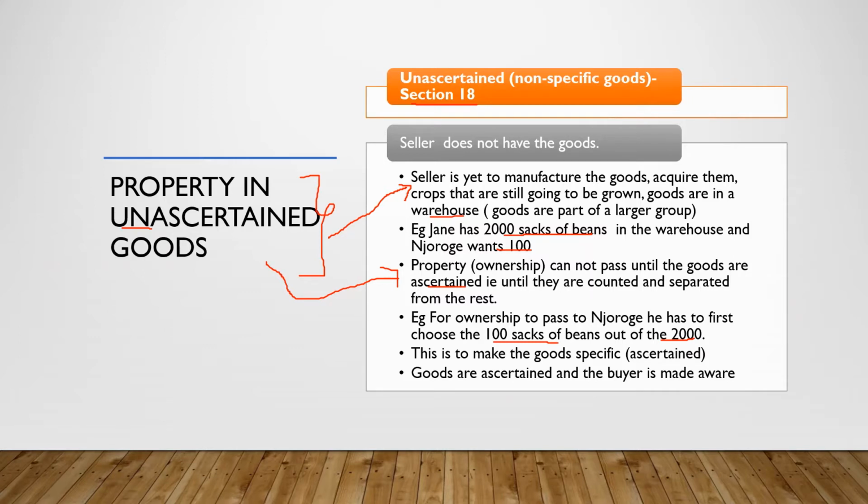So please remember that property will not pass until goods are ascertained, and unascertained goods mean non-specific goods, and for you to be able to pass ownership, you must specify these goods. You've seen the examples I've given you as far as this term is concerned. And so, goods are ascertained and the buyer is made aware. So you're going to see a shift from unascertained goods in section 18 to ascertained goods in section 19.